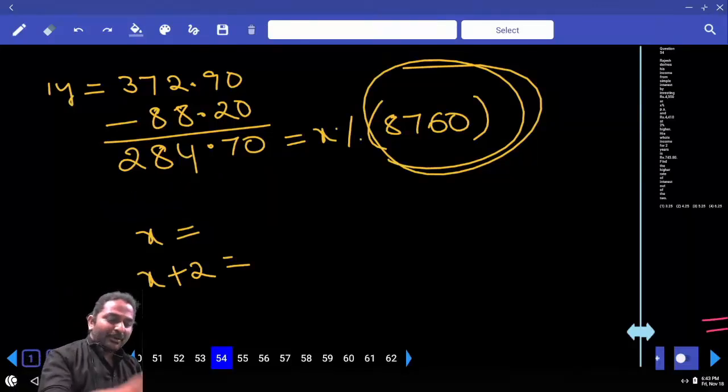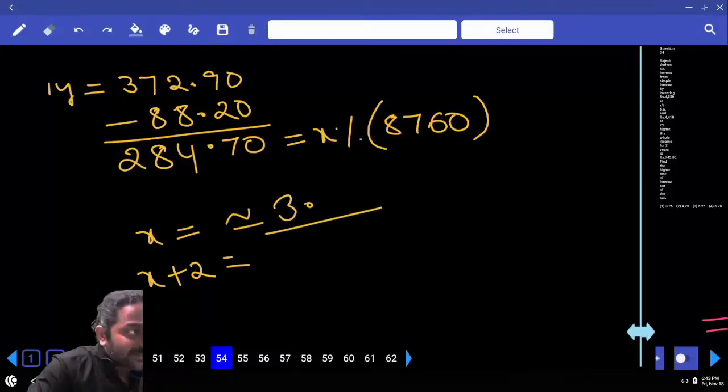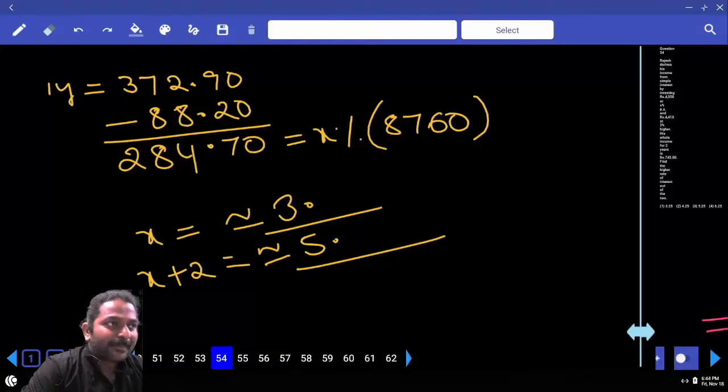Correct. So I can take the X value as approximately 3 point something. But we were asked to calculate X plus 2. Hence the answer would be approximately 5 point something, and there is only one, fifth option, final answer. Got it? Done?